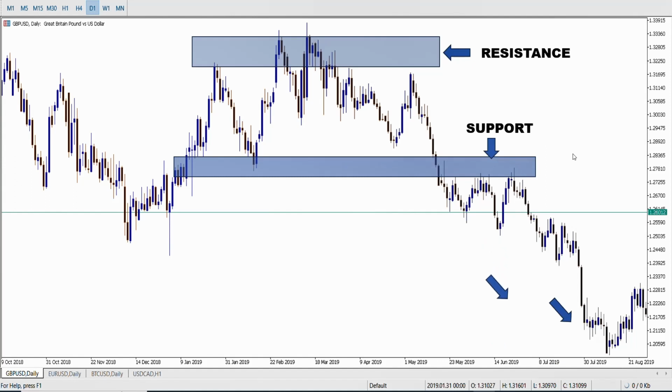Now here is exactly what you want to look for when trend trading with trend lines, which is an area where support or resistance crosses with a trend line. This access point is also what we call an area of high confluence.